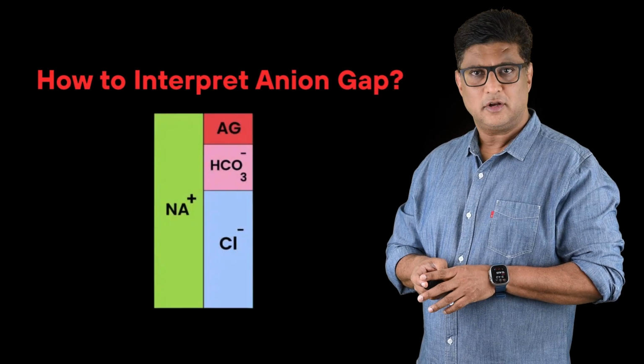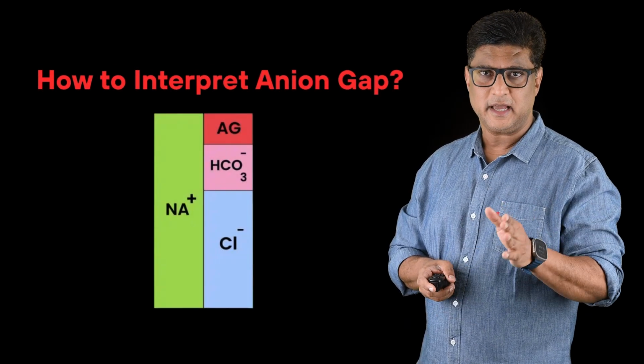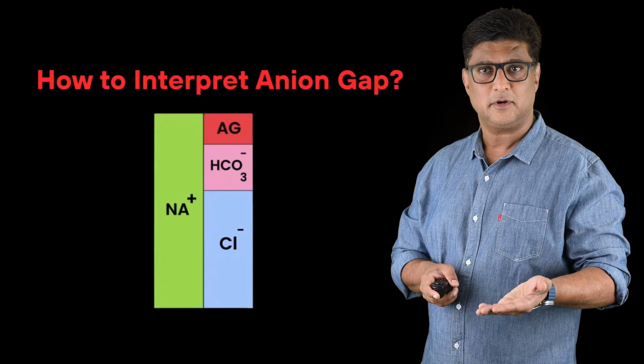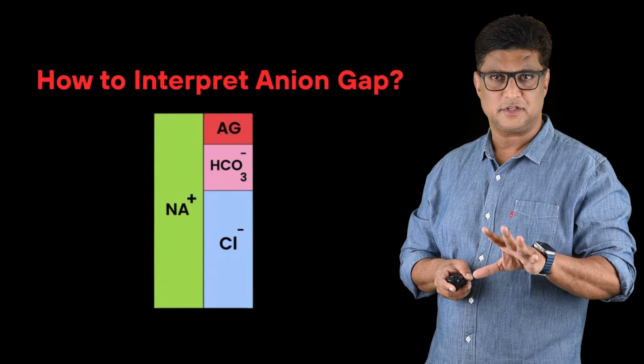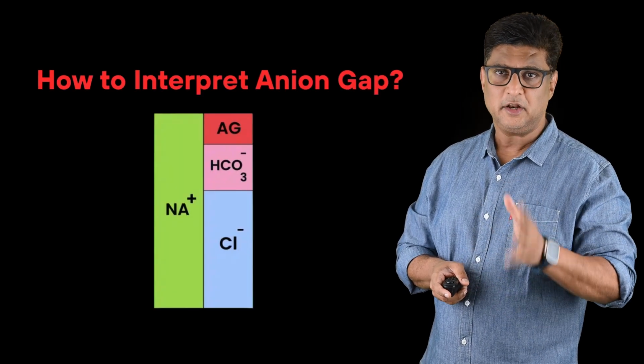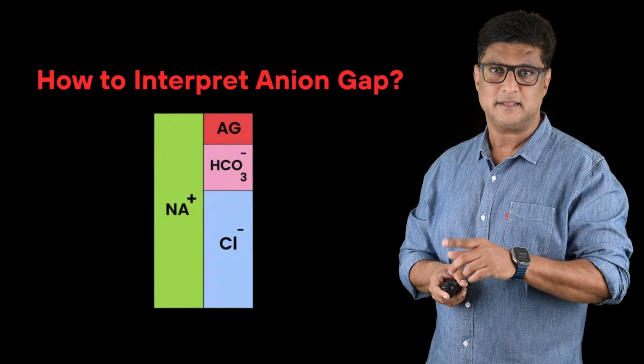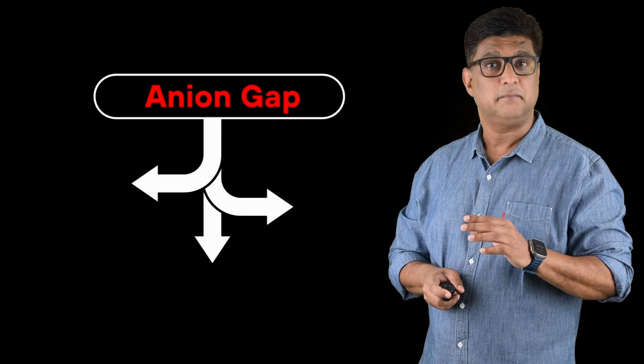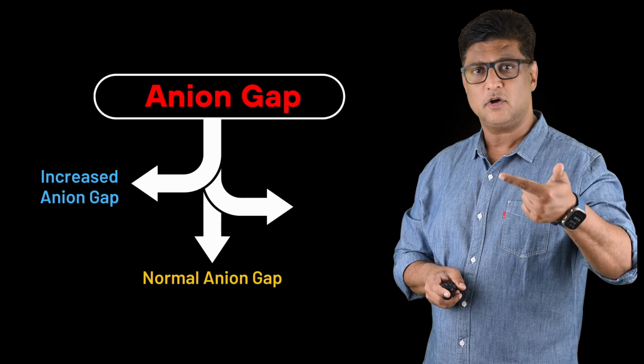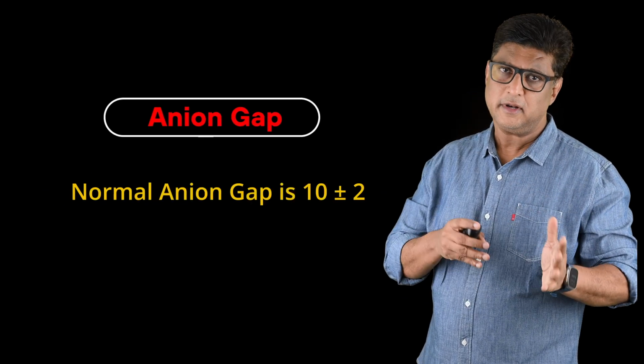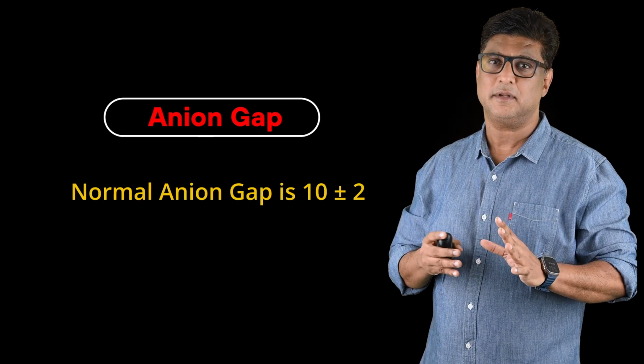Let's take a look at anion gap. Now, anion gap is not only asked in your theory but is also a very important question that you will be asked to interpret on an arterial blood gas in the afternoon session. We all know that anion gap can be increased, normal or decreased. Normal anion gap is anywhere between 10 plus or minus 2.